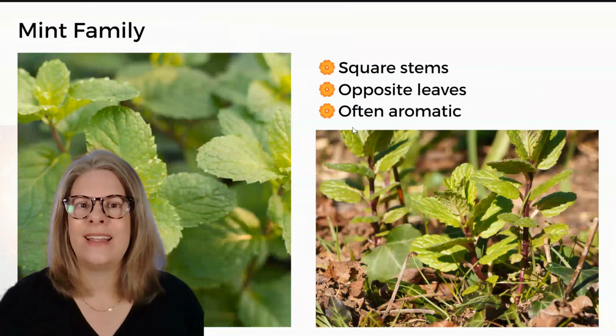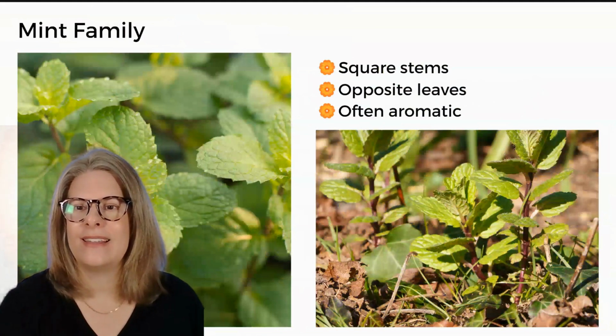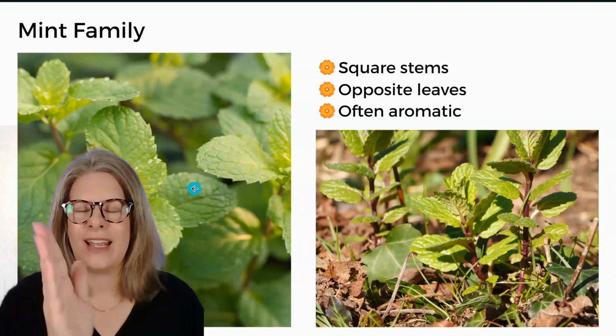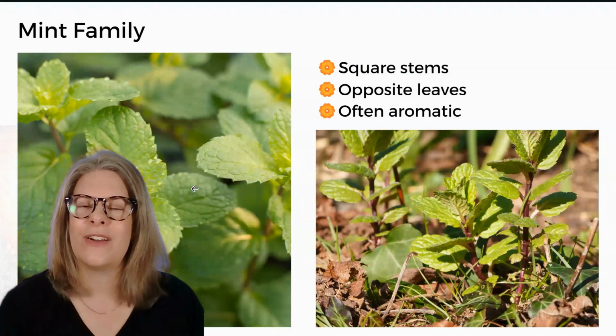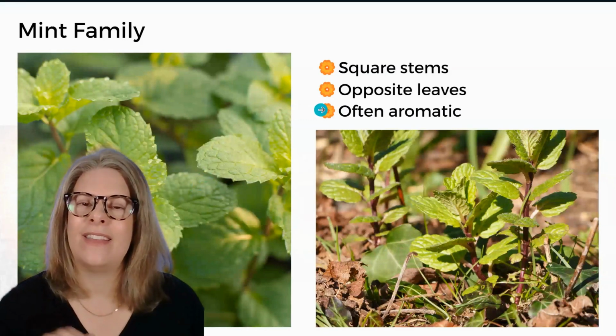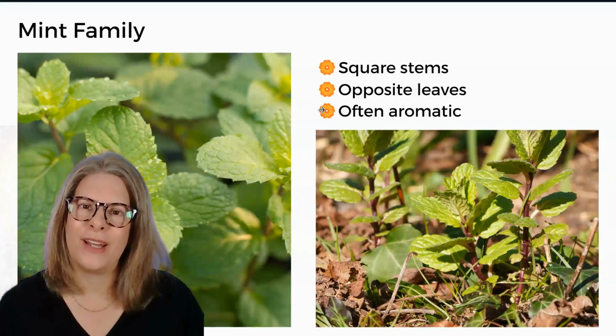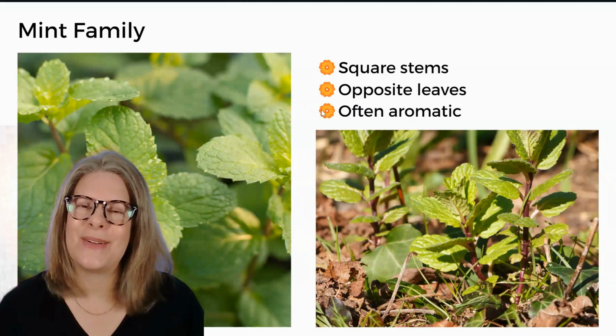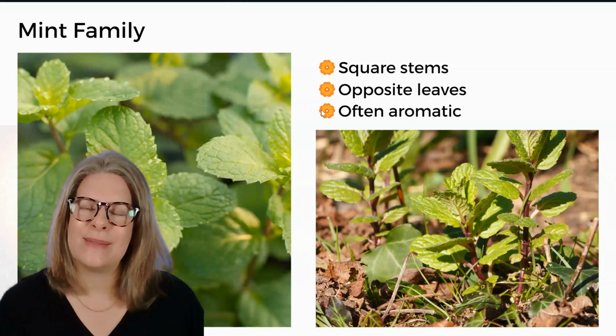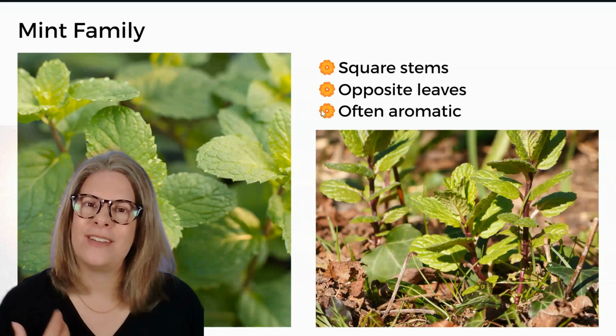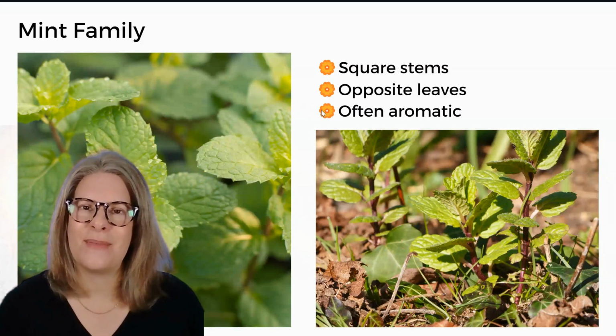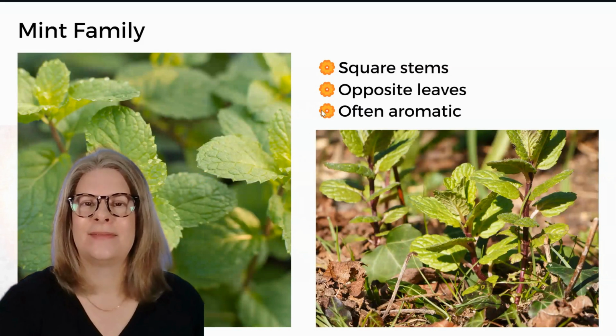Next are opposite leaves, and opposite leaves kind of look like this. They are opposite, and then the next one goes opposite. They're kind of like at 90-degree angles to each other, and it's pretty obvious when you look at it that they are opposite leaves. And the last thing about the mint family is they're often aromatic. They smell minty, so you can crush the leaves and see if they smell aromatic, and you'll be led to believe that that is in fact a member of the mint family.